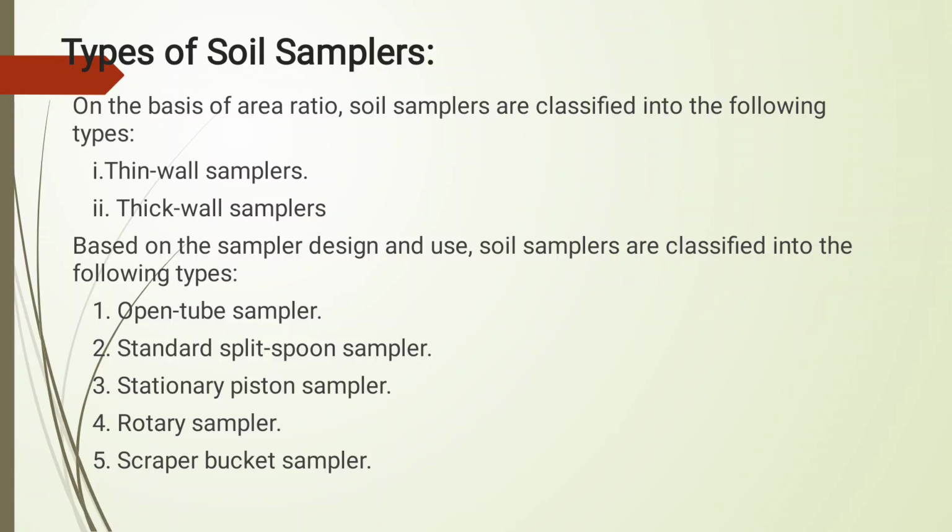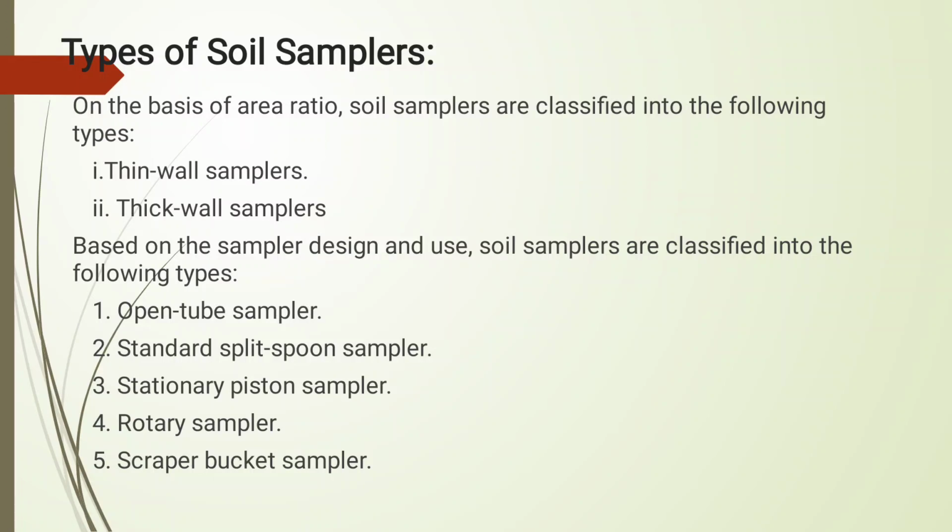So next one is types of soil samplers. Based upon their area ratio, they are classified into two types, thin wall sampler and thick wall sampler. Next, based upon their design, they are classified into open tube sampler, standard split spoon sampler, stationary piston sampler, rotary sampler, or scraper bucket sampler.